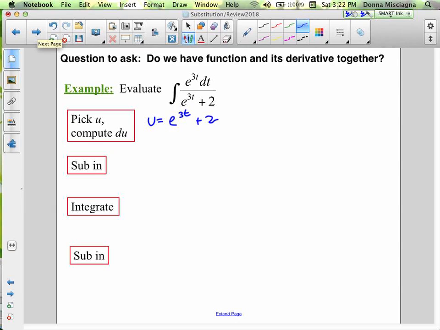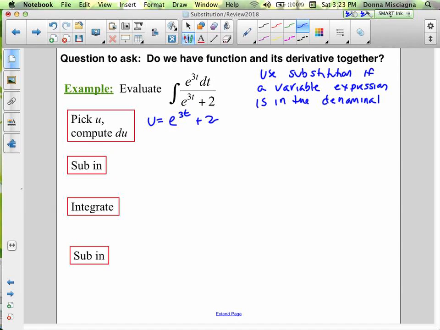Right? So here's another one. Use substitution. This is slightly different than just an exponent. And again, this would technically be a variable raised to a power, right? So this was a variable in the denominator. That's like being raised to negative 1 power. So use substitution if a variable expression is in the denominator and its derivative is in the numerator.